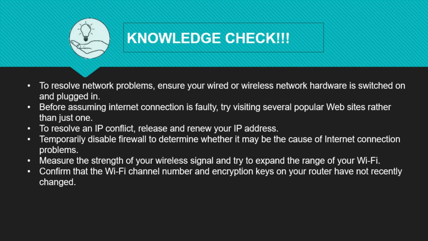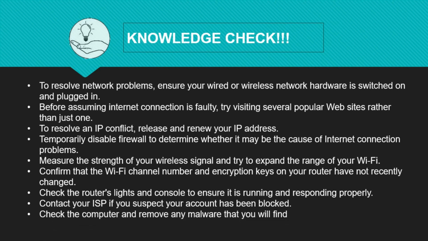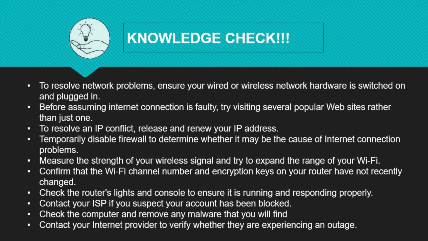Confirm that the Wi-Fi channel number and encryption keys on your router have not recently changed. Also check the router's lights and console to ensure it is running and responding properly. Contact your internet service provider if you suspect your account has been blocked. Check the computer and remove any malware that you will find, and then contact your internet provider to verify whether they are experiencing an outage. So those are the things that you will do to resolve computer and network problems.